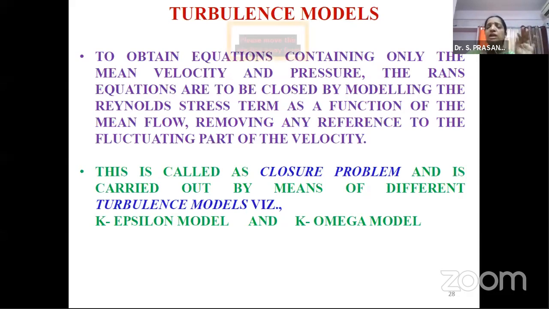Zero equation models are simple algebraic equations. They can be easily solved for any sort of case. The one equation model helps with the mixing length hypothesis, and it gives you a good relation, but it can be applied only for simple cases and not complex studies. It gives the rate of transport of kinetic energy and dissipation.